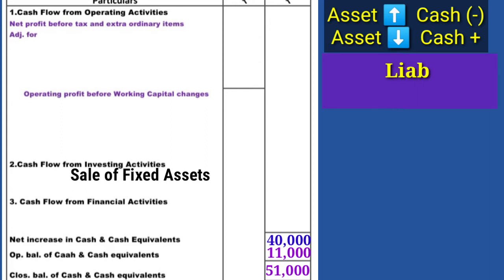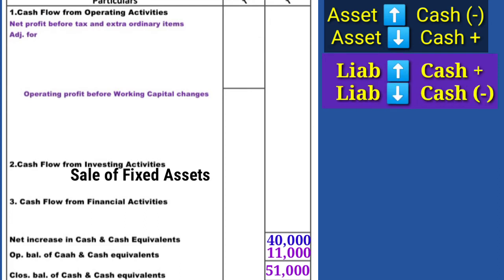When liability increases, cash balance increases. When liability decreases, cash balance also decreases. Here, the fixed asset gross block, 20,000, is a decrease. So, our bank balance will increase. So, I will write here 20,000 plus.